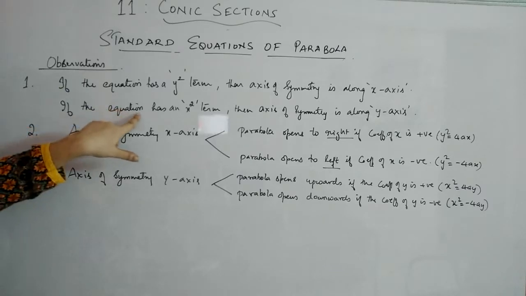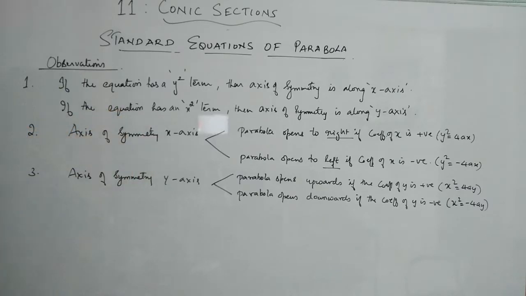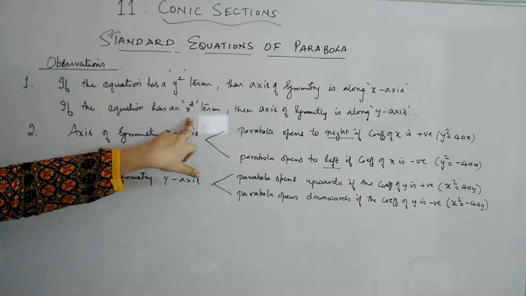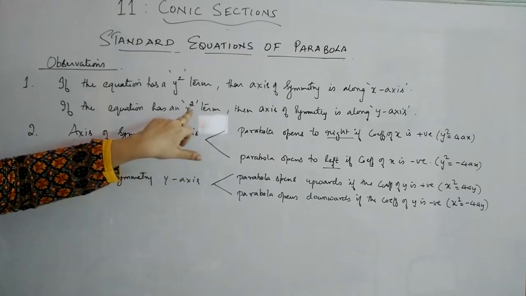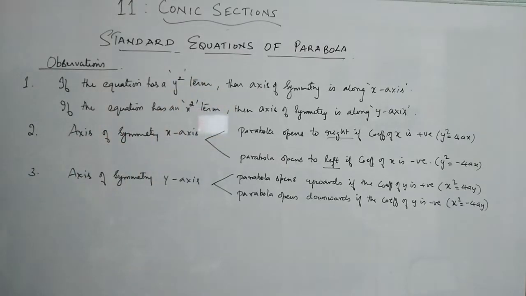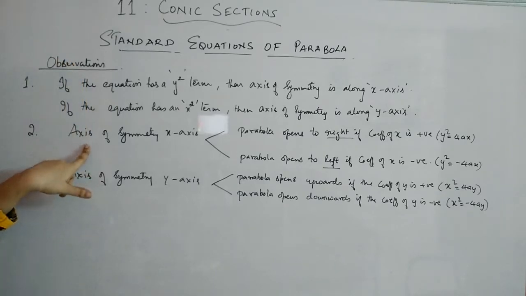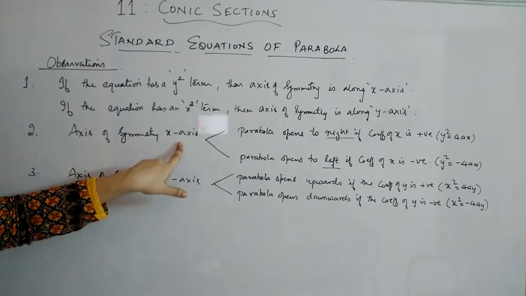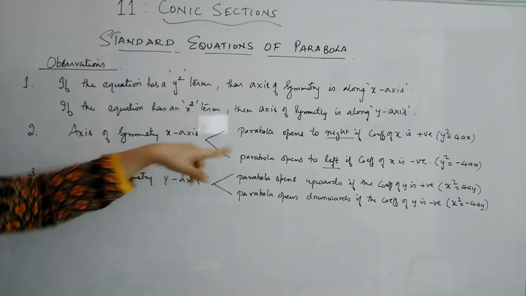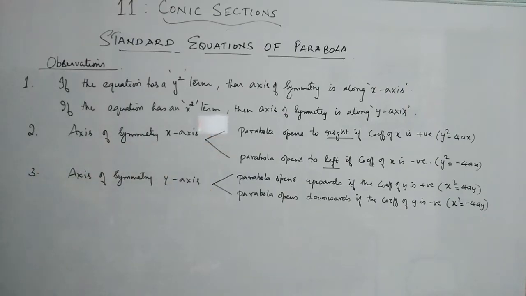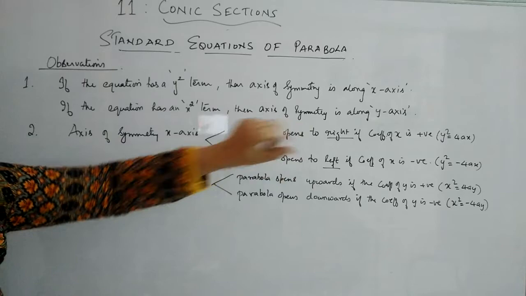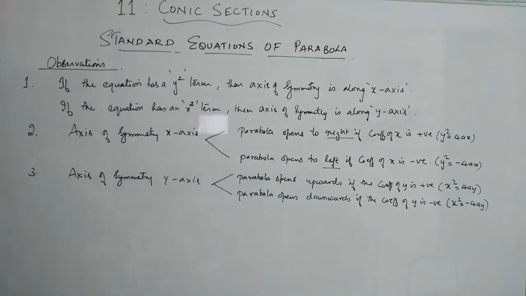Then if the equation has an x square term, then the axis of symmetry is along the y axis. That means if you have x square equal to 4ay or x square equal to minus 4ay, then the axis of symmetry will be along the y axis, upward or downwards. So the axis will be the y axis. Now again, if the axis of symmetry is the x axis, then the parabola will be opening to the right side if the coefficient of x is positive. That means y square equal to 4ax.